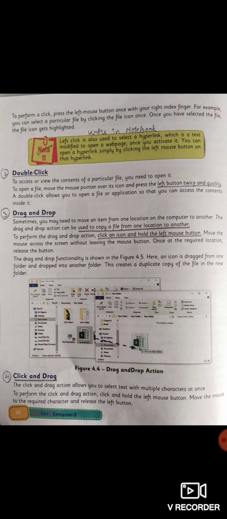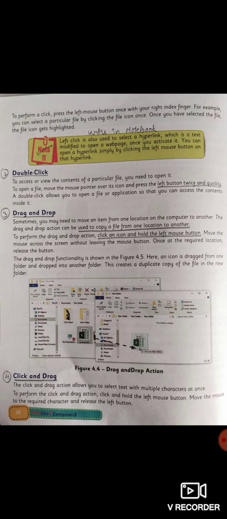All you need to do is, let's see how you perform this action. To perform the drag and drop action, click an icon and hold the left mouse button. Move the mouse across the screen without leaving the mouse button. Once at the required location, release the button. So how do we perform this drag and drop action, students? We click an icon and hold the left mouse button.